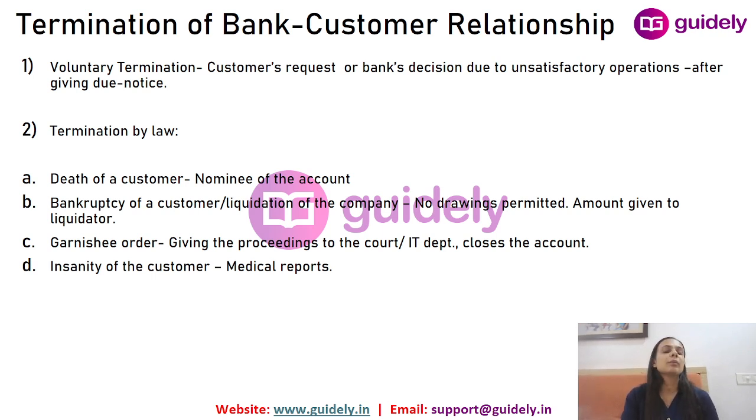Termination of bank customer relationship. When does a bank and customer relationship terminate? First is voluntary termination and other is termination by law. What is voluntary termination? First is customer's request. If the customer comes to the bank and says that I want to close the account, the bank will close the account and the contract will come to an end.